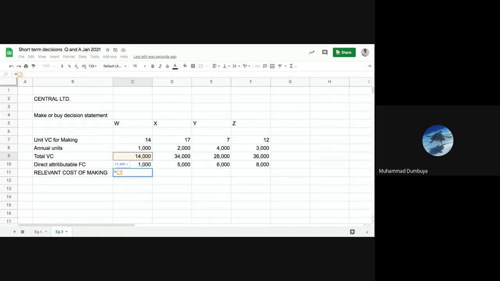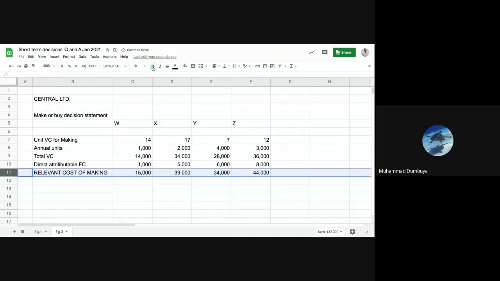If you use the sum, that's when you use the small dots. But if you just use the cells directly, you say equal C9 plus C10, you enter. So that gives you 15,000. And we replicate. Excellent. So let's make this bold so that it can stand out. So this is our relevant cost of making.